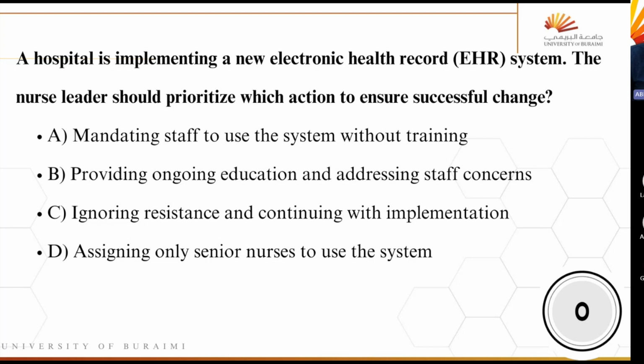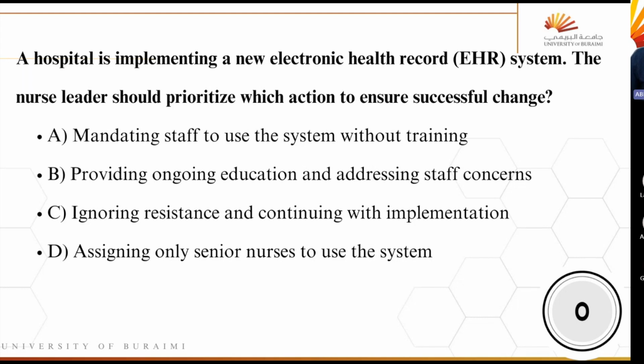mandating staff to use system without training. مبين من شكله الخيار الأول إنه فيه مشكلة. mandating إجبار without training. وبعدين عندي implementing بالسؤال ونيرس ليدر should prioritize، فكلها عليها علامات استفهام بتخلينا نفكر بالخيار A على إنه ضعيف. providing ongoing education and addressing staff concerns. نقدم التعليم ونشوف وين الكونسيرن اللي كان عند التمريض في هذه السيستم.